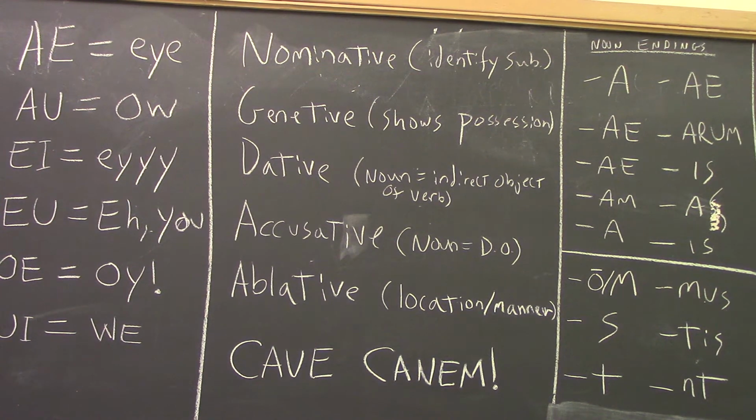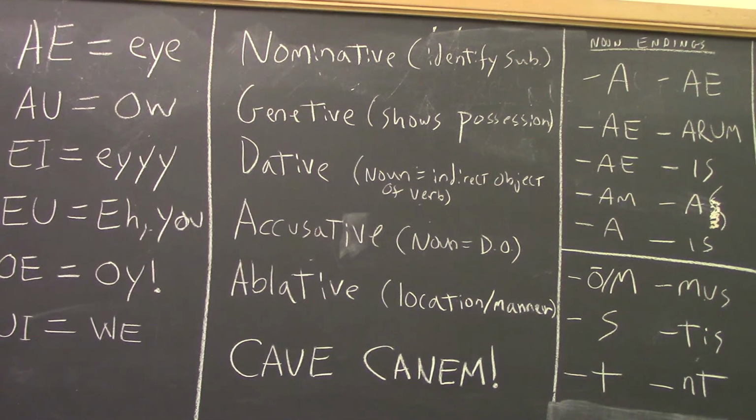Nominative identifies the subject of the sentence. Genitive shows possession. Dative is where the noun is the indirect object of the verb. Accusative is where the noun is the direct object. Commands are going to be in the accusative form. For example, kawe kanem, beware of dog, is telling you to beware of the dog. And the final case is ablative. That is location/manner. With that in mind, let's move on to subjects and verbs.